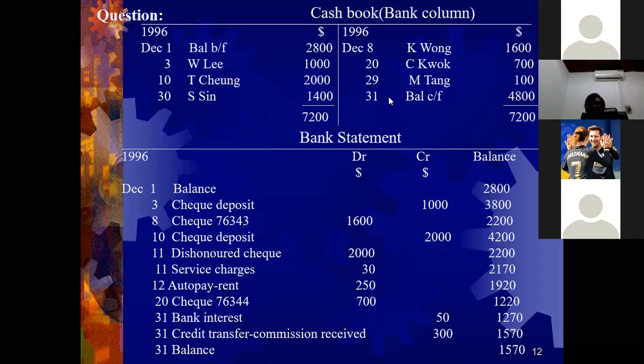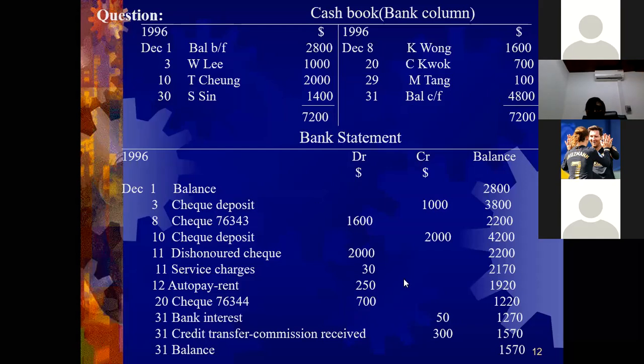It means unpresented check. So it means we have issued a check to M-Tank for 100, but M-Tank is yet to send it to the bank to cash it. So M-Tank has not yet presented it. So that is unpresented check.